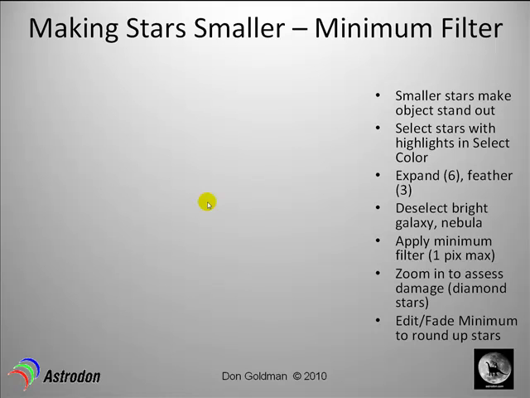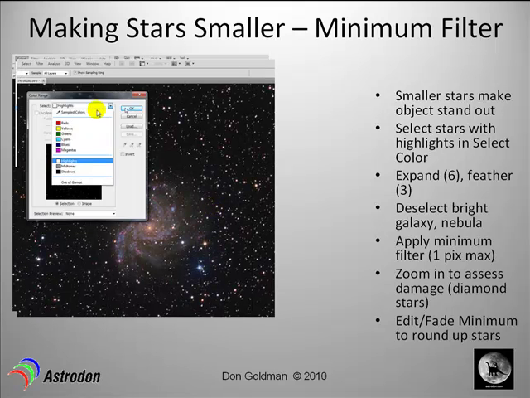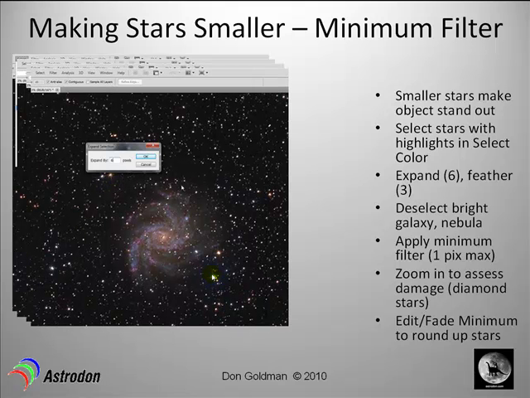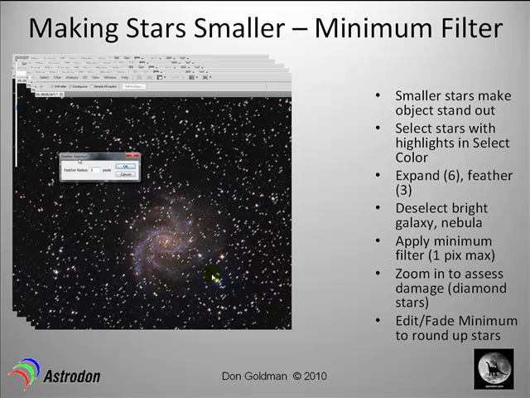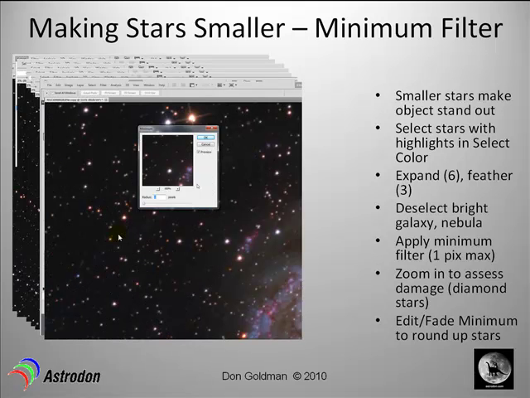And probably the most well-known filter or procedure for shrinking stars is the minimum filter. It is the filter I like the least. The way you can do that is to select the stars by going into color range under select. Click on highlights here. That's going to select most of your stars. See, most of the stars have the marching ants around them. They're selected. You increase the size, let's say, by 6 pixels. You feather that by 3 so the edges aren't affected so much. Then you go under Filter, Other, Minimum. You never choose more than 1 pixel here.